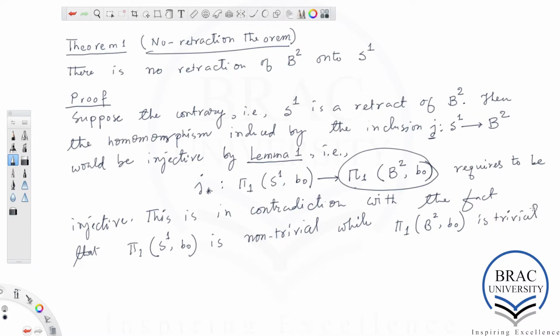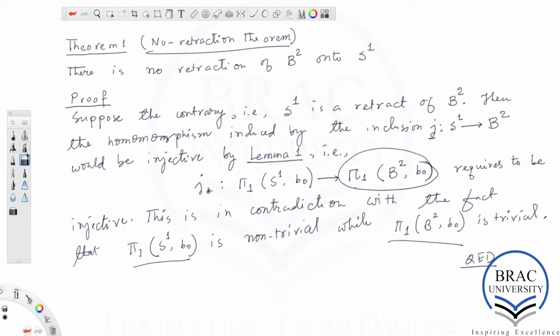So there cannot be an injection from here to here. That gives us the contradiction. So that means that there is no retraction of B2 onto S1. QED.